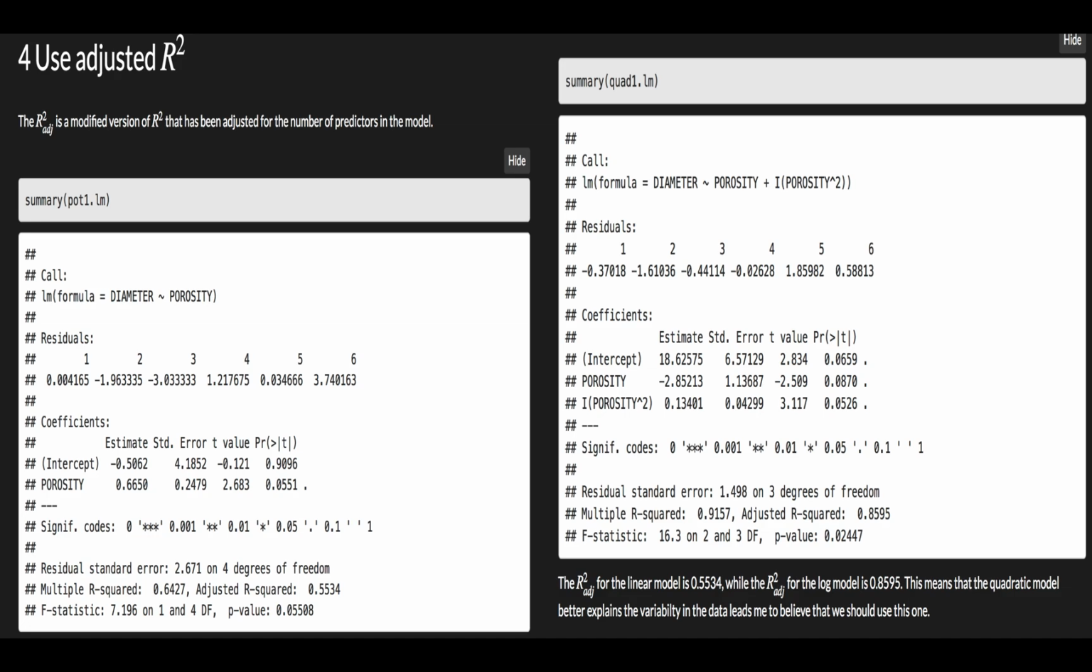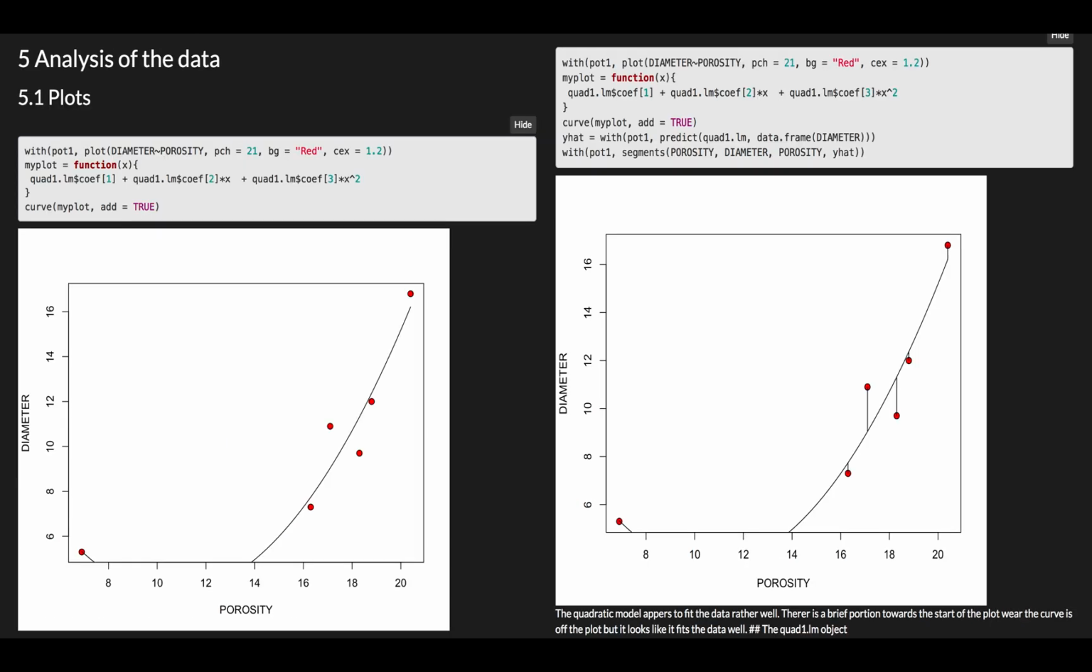If we look at the adjusted r-squared values for each, the adjusted r-squared is very similar to the regular r-squared, except it takes into account the complexity of the models we're trying to build. The adjusted r-squared for the linear model is only 0.55, while the adjusted r-squared value for the quadratic model is 0.8. With this being much higher, this means that the quadratic model better explains the variability in the data, which leads me to believe that the quadratic is the one that we should use.